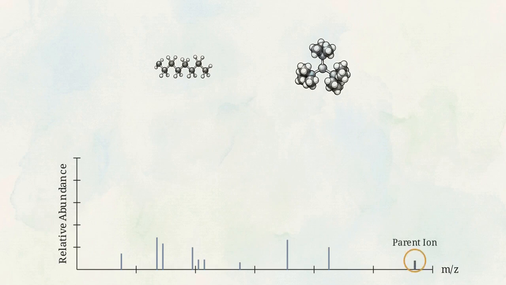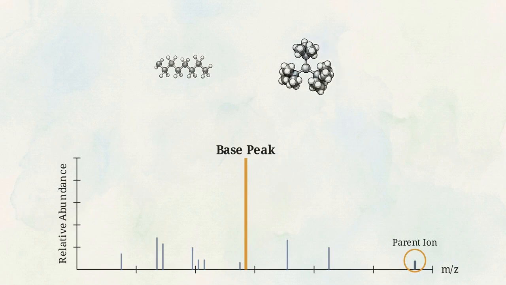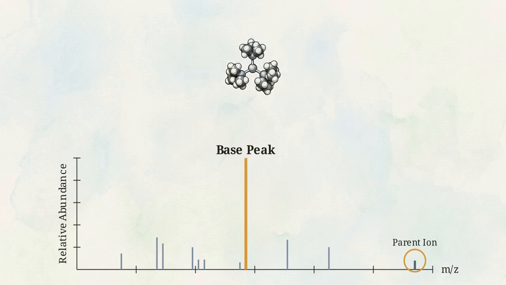This spectrum shows a very weak parent ion, but a massive base peak at 57. This suggests the molecule is highly prone to breaking and forms one specific, extremely stable fragment. This indicates a branched structure.